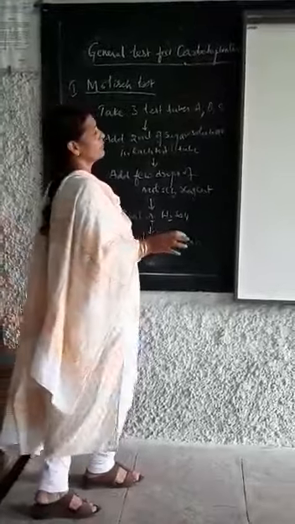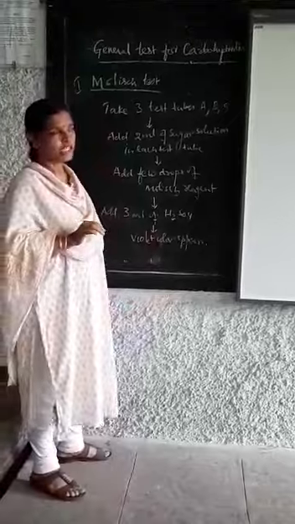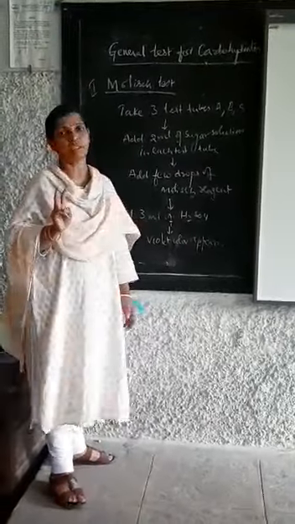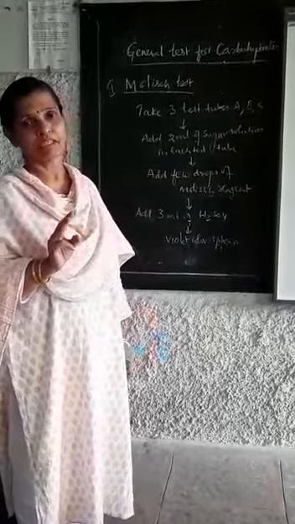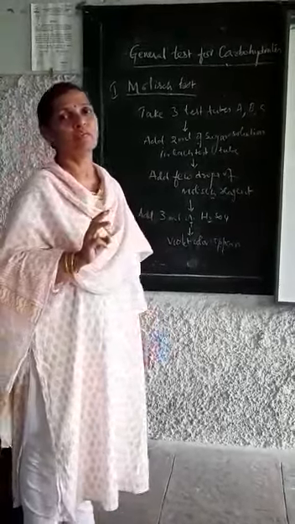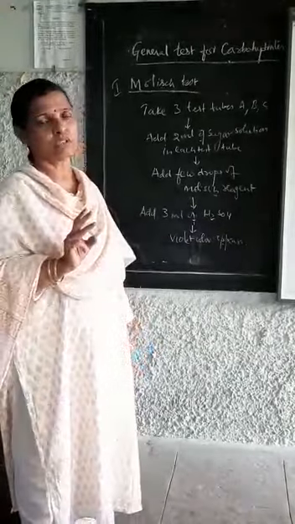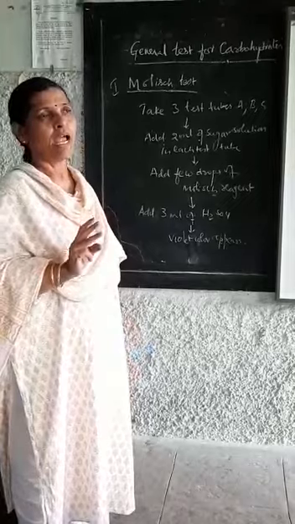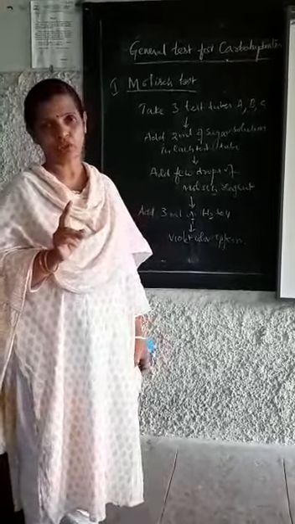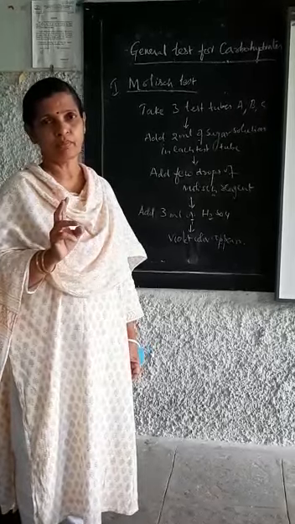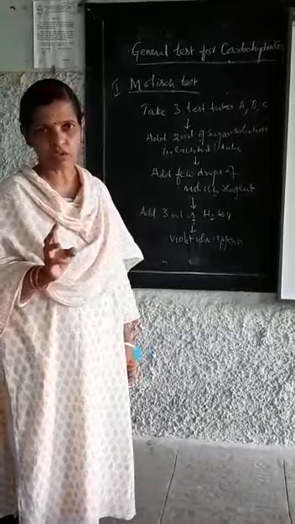The general test done for carbohydrates, the first test, is the Molisch test. In this Molisch test, here also we take 3 different test tubes and label them as A, B, C. And then I will give you 3 different samples, which will also be labeled as A, B, C. In each test tube, we will take 2 ml of test solution, that is nothing but your sugar solution.